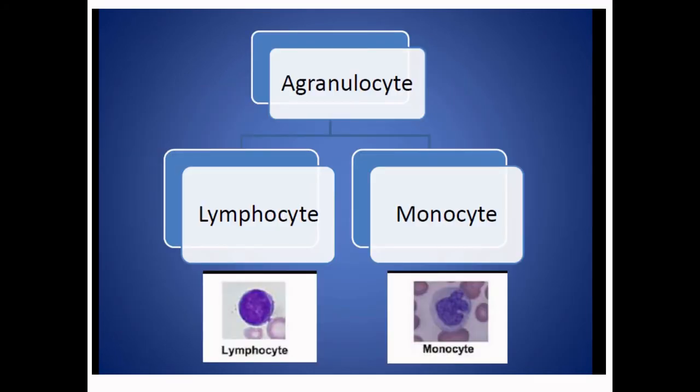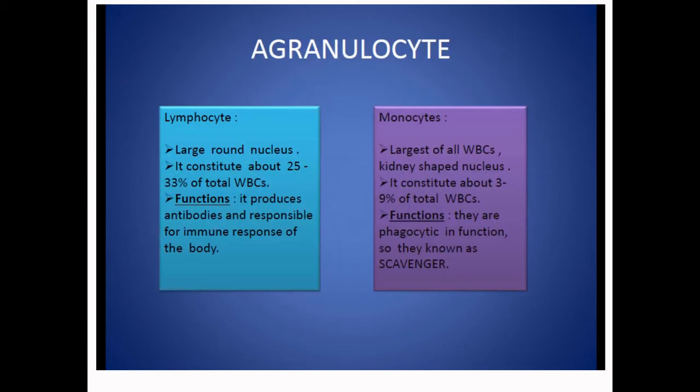Next we will see agranulocytes, classified as lymphocytes and monocytes. They don't have any cytoplasmic granules in them. The lymphocytes are large round nucleated cells. They do have a nucleus which is large in size. Lymphocytes constitute about 25 to 33% of the total WBCs.